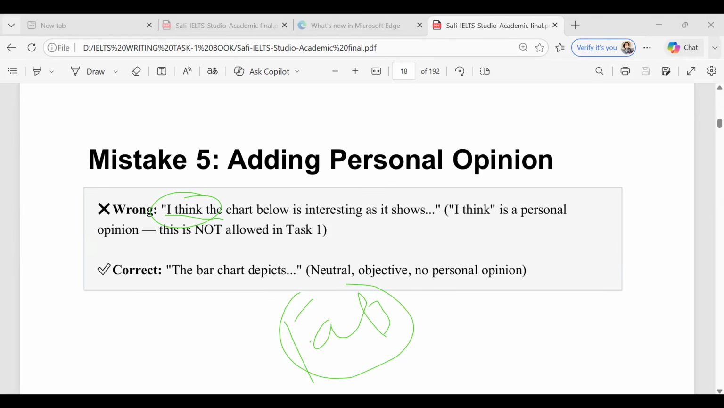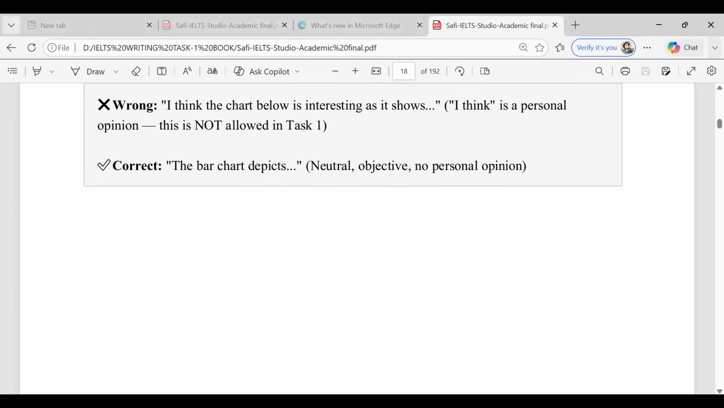यू कांट से दैट आई थिंक द चार्ट बिलो इज इंटरेस्टिंग. सो इसका क्या मतलब है? दैट्स टोटली रॉन्ग. सिंपली आपने लिखना क्या है, द चार्ट शोज, द चार्ट डिपेक्ट्स. तो आई थिंक, माई थिंक या इंटरेस्टिंग ये चीजें नहीं होती. यू हैव टू बी न्यूट्रल. क्लियर? नो पर्सनल ओपिनियन और आई और शी और ही, ये आप नहीं लिख रहे हैं, ठीक है? इस रिपोर्ट राइटिंग. तो रिपोर्ट राइटिंग में आपने स्टैटिस्टिक्स को बयान करना होता है.